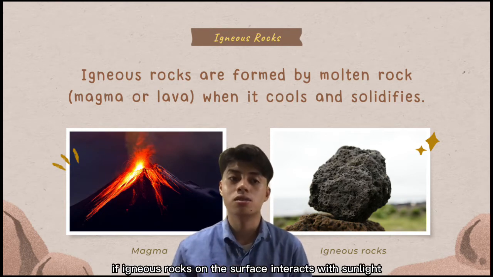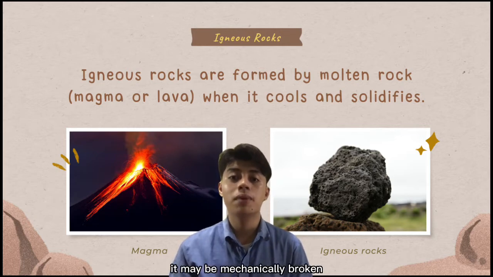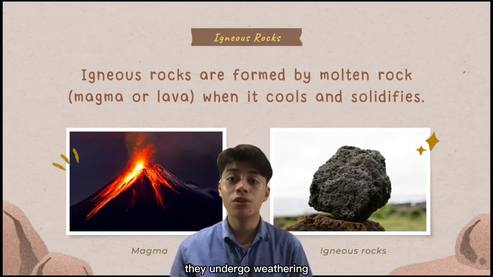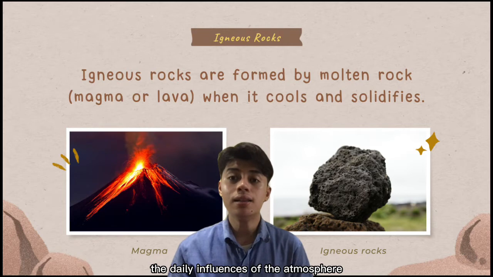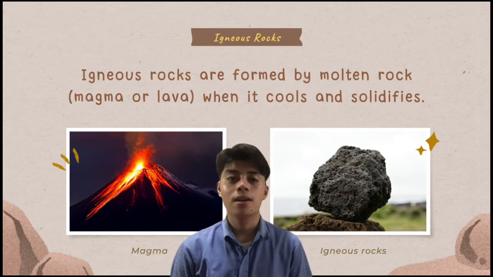If igneous rocks on the surface interact with sunlight, rain, wind, plants, and animals, they may be mechanically broken or altered by chemical reactions. They undergo weathering. The daily influences of the atmosphere slowly disintegrate and decompose rocks. Rocks can be stripped away by erosion and moved away from their source.